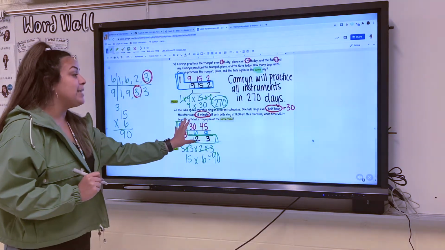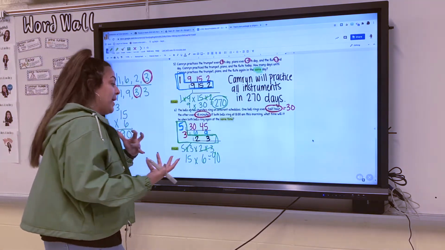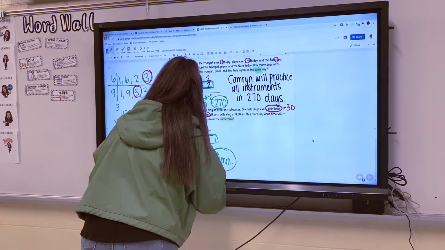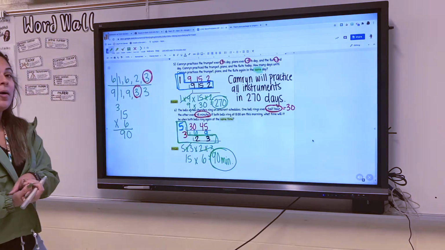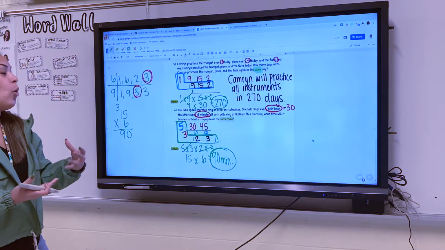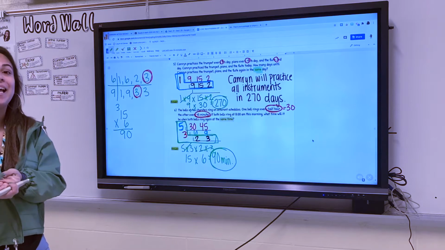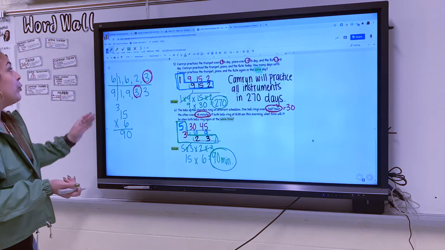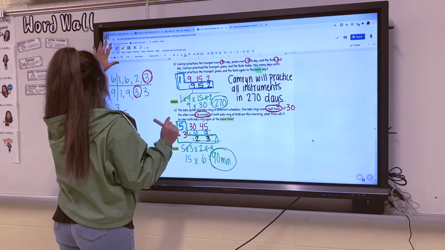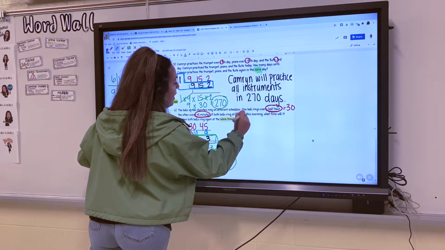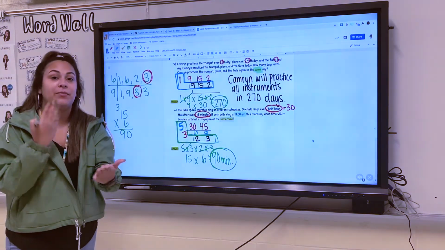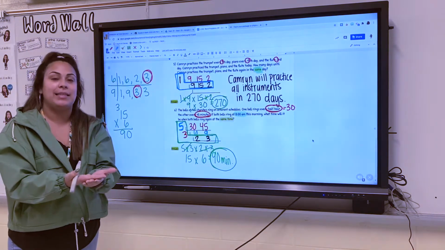But this is minutes, so that means 90 minutes, because we're talking about time here. But now, the question is, what time will both of the bells ring at the same time? So this is where it gets a little bit challenging. If they rang at 8 a.m. at the same time, they want us to figure out at what specific time will they ring at the same time again?